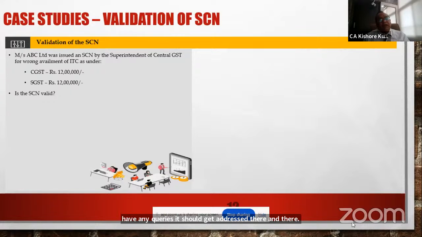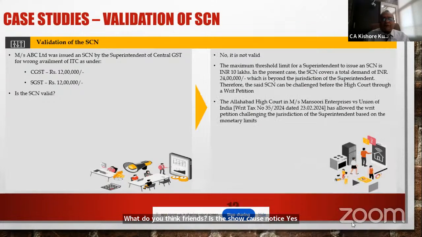Now, in this case, what happened, friends? Messrs. ABC Limited was issued a show cause notice by the superintendent. The demand was 12 lakh under the CGST, 12 lakh under the SGST. What do you think, friends? Is the show cause notice valid? Yes or no? Friends, we have looked at the monetary limits. No, friends. It is not a valid show cause notice because the maximum limit for a superintendent to issue a show cause notice under CGST Act is 10 lakh.